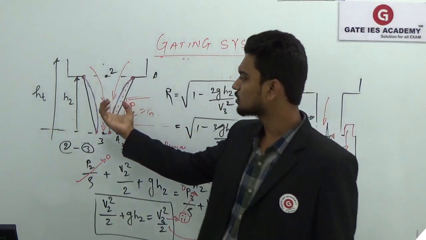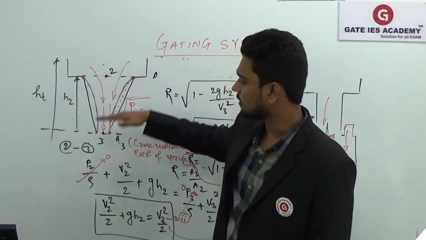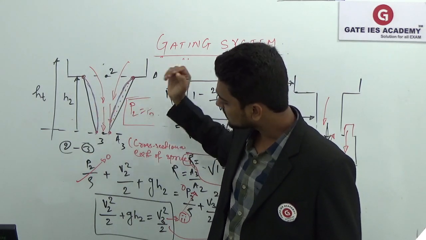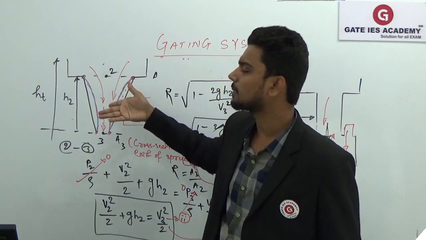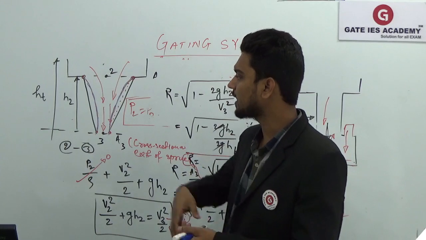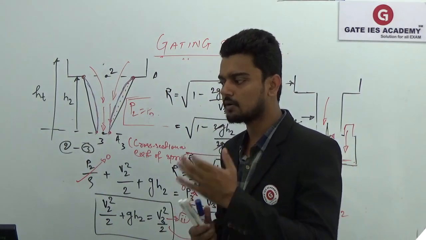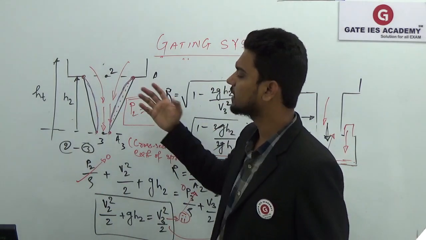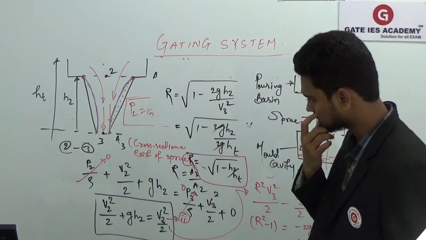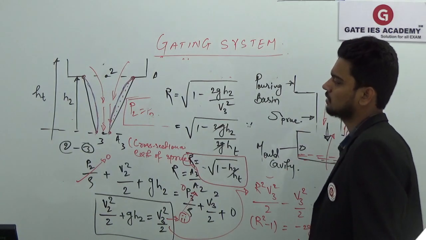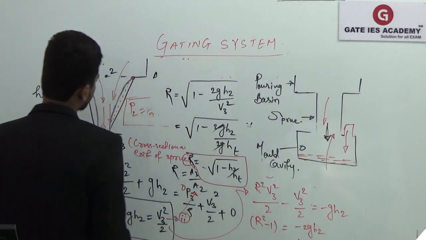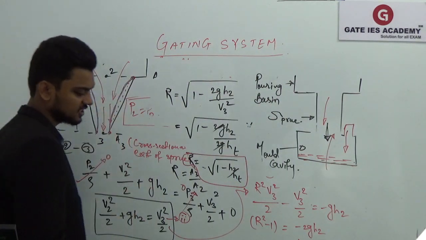So if we make the cross section area at any section in your sprue greater than the cross section area given by that parabolic shape, then obviously the pressure at any point will be greater than the atmospheric pressure. Okay. So we are increasing the area.